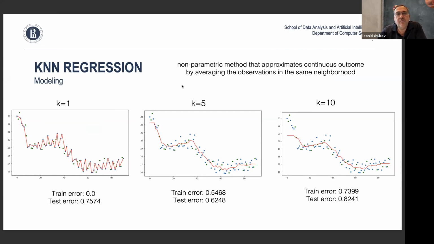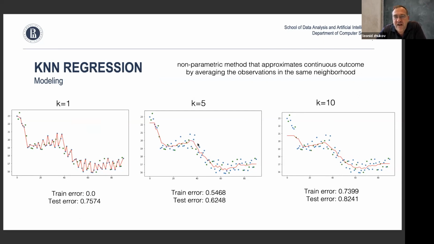Say k equal 1 takes the nearest point, k equal 5 takes 5 neighbors, k equal 10 takes 10 neighbors. And then I just interpolated it here, so the solution will look like a line. And again, for k equal 1, train error is 0. Why? Because we fit the line to the point itself. So on the train data set, the model performs perfectly. But on the test data, on the data points that it hasn't seen, the error is very large.